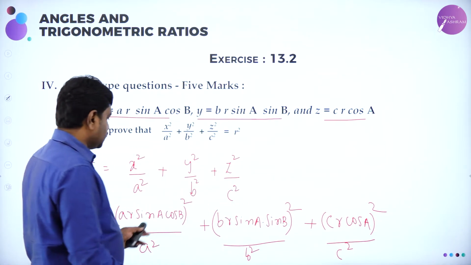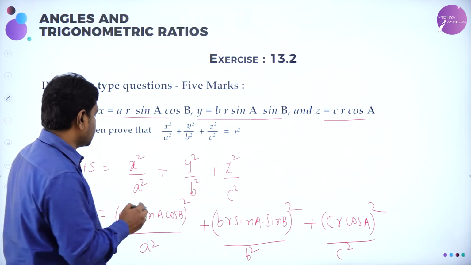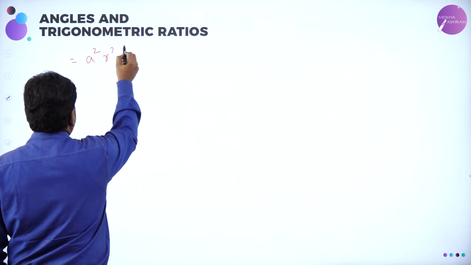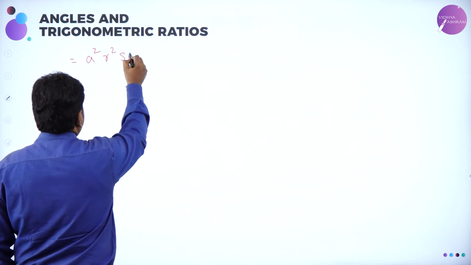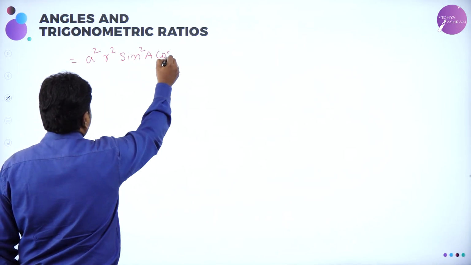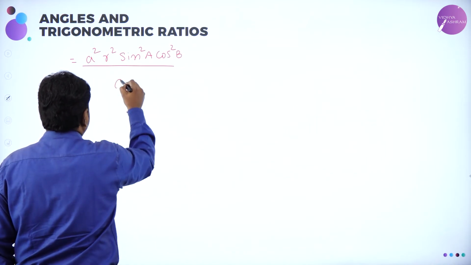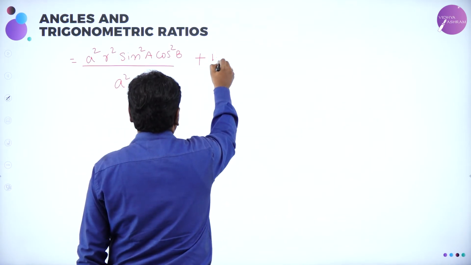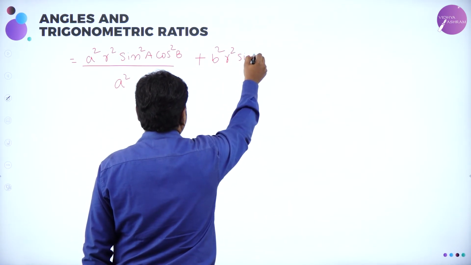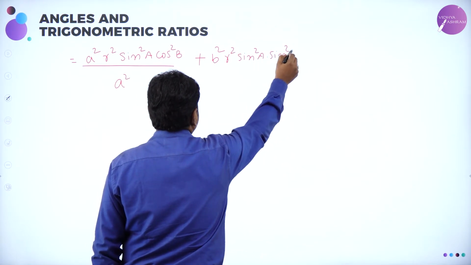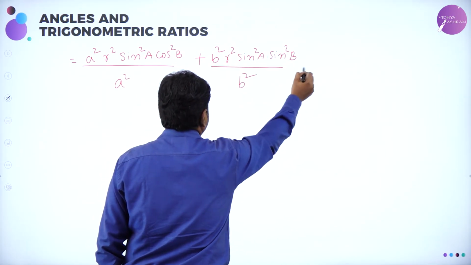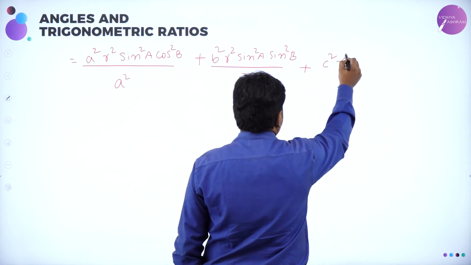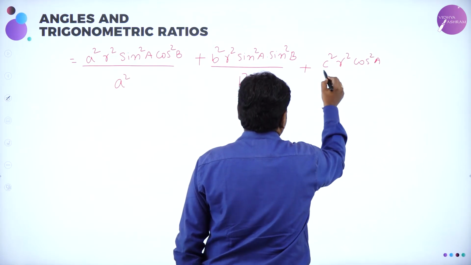Now dear students, you take square inside and take r square common. So if you take square inside, it will become a square r square sin square A cos square B divided by a square. This is the first term here. Then we have b r sin A sin B. So it will become b square r square sin square A sin square B divided by b square plus the last term. So take square inside. So it will become c square r square cos square A divided by c square.